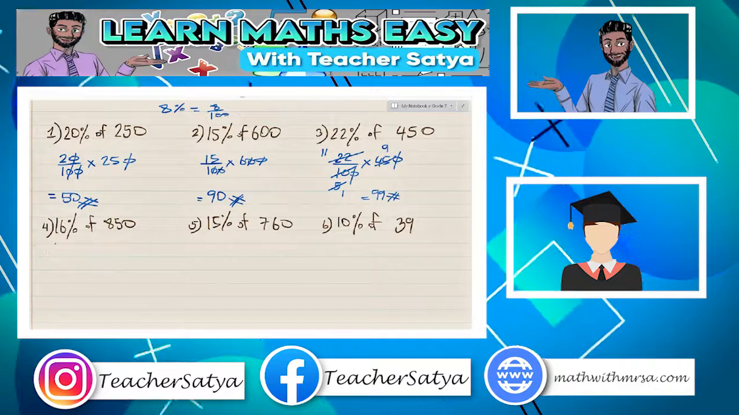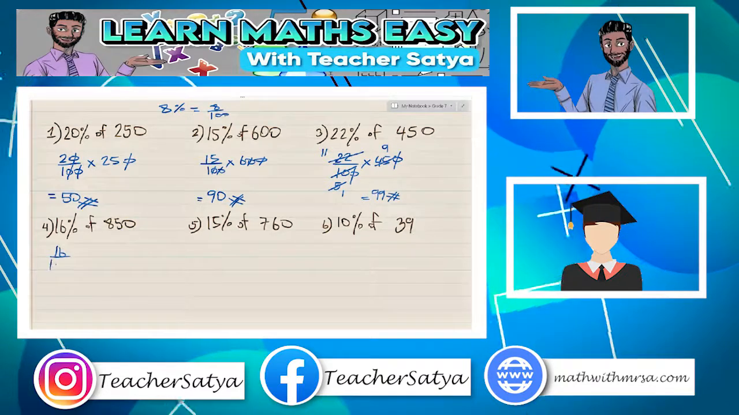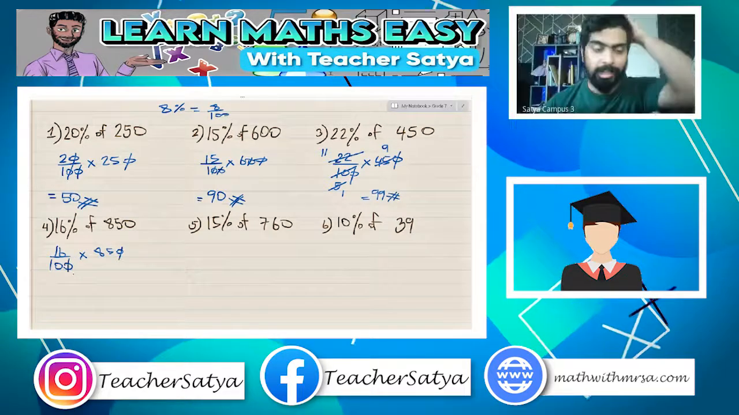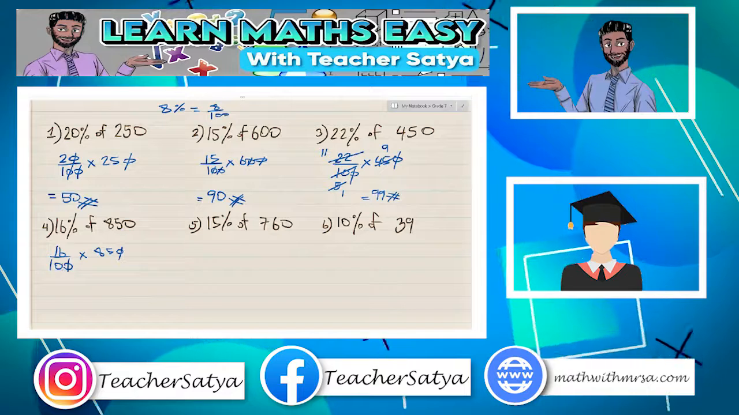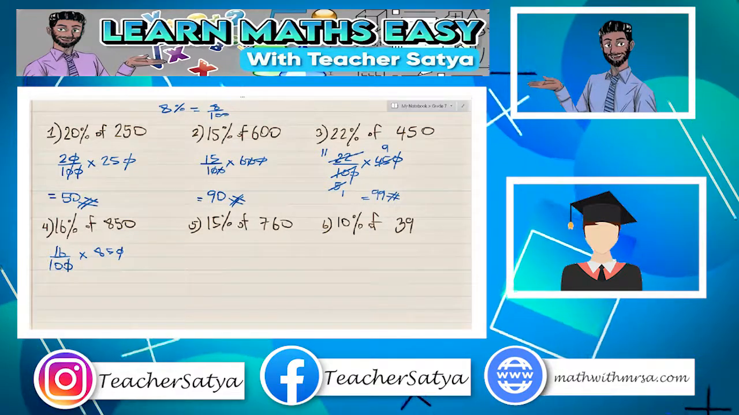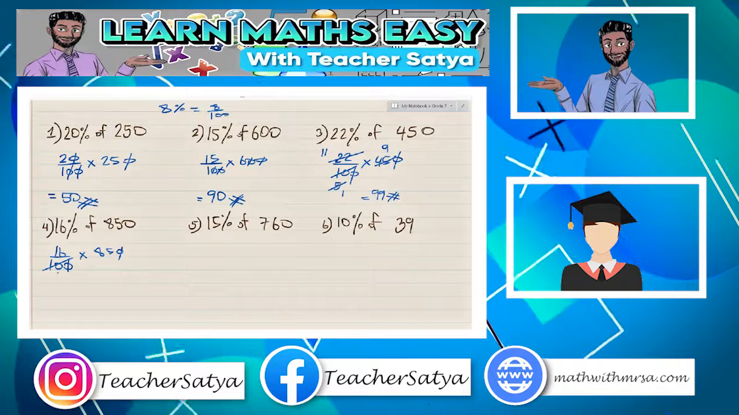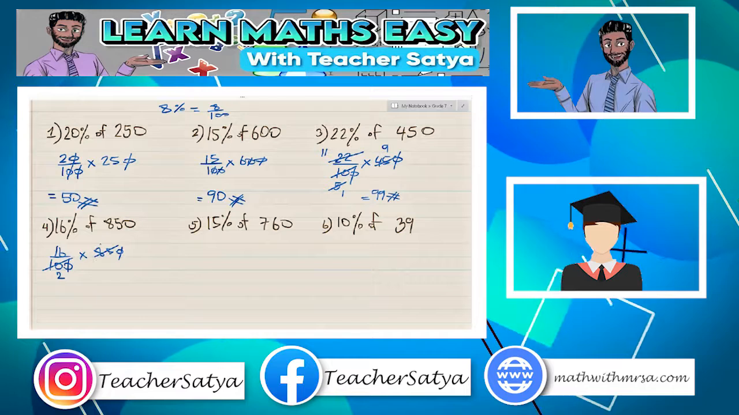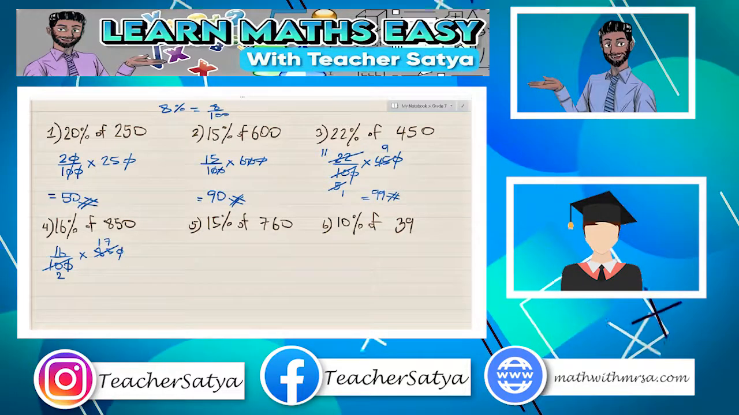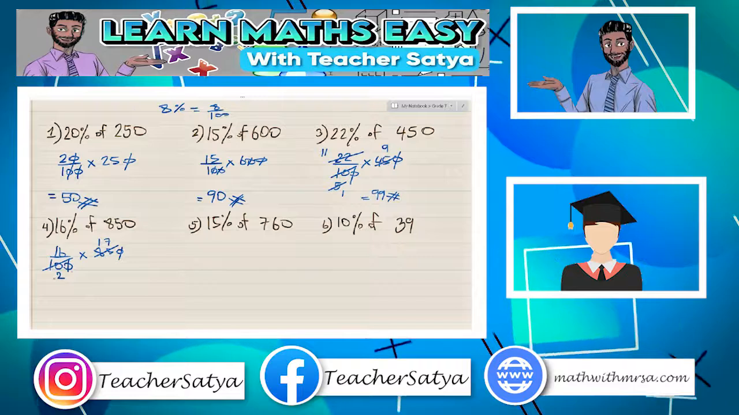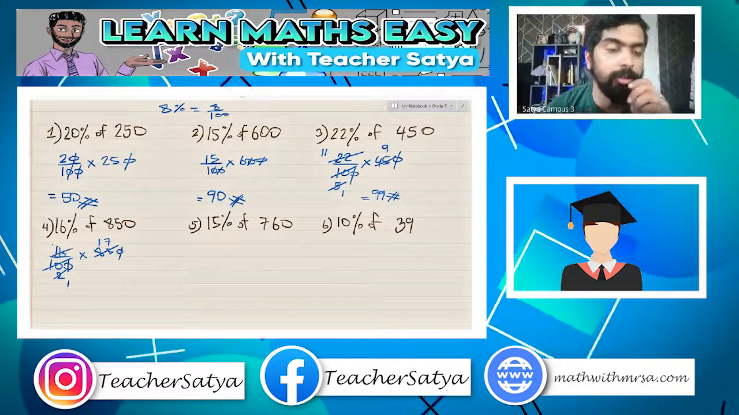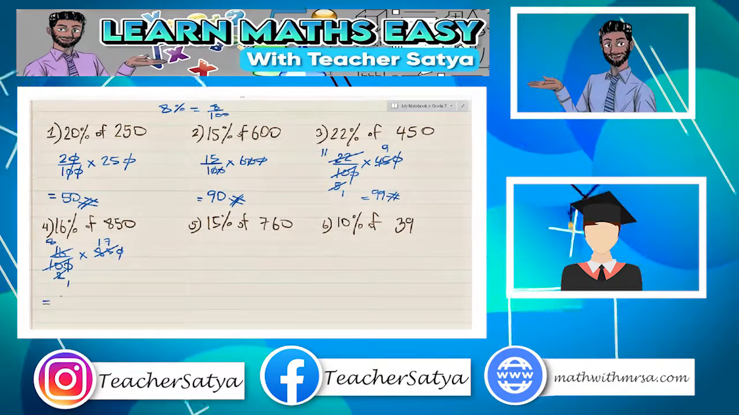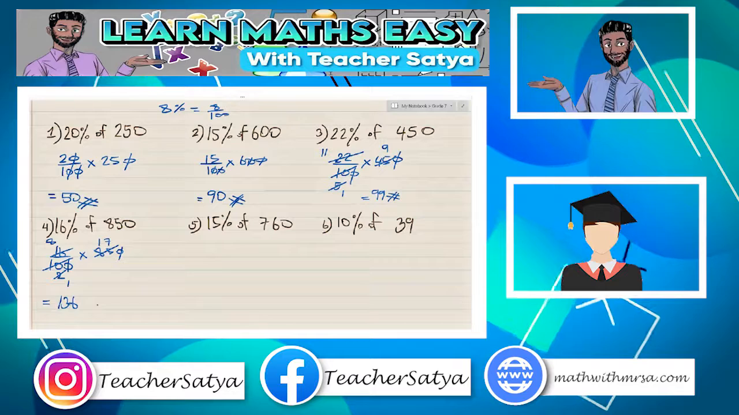Yes. Okay. Which is 16 over 100 multiply with 850. Zero cut zero. What else? 10 to 5, wait, 10 to 2, and 85 to 17. Okay, what else can cut? 2 cut 16, so 2 will change to 1 and 16 will change to 8. And what is 8 times 17? 136. Very good, Toby.